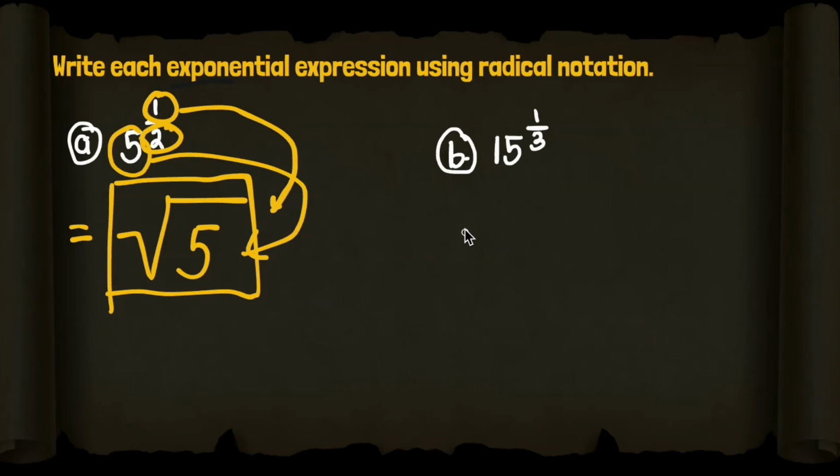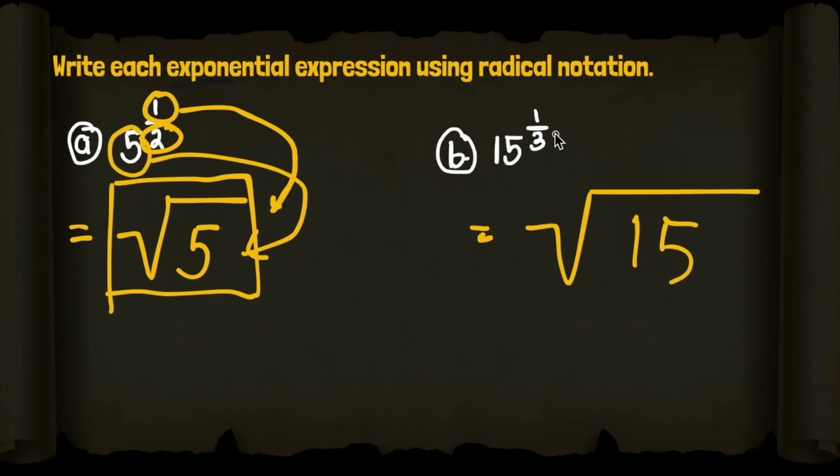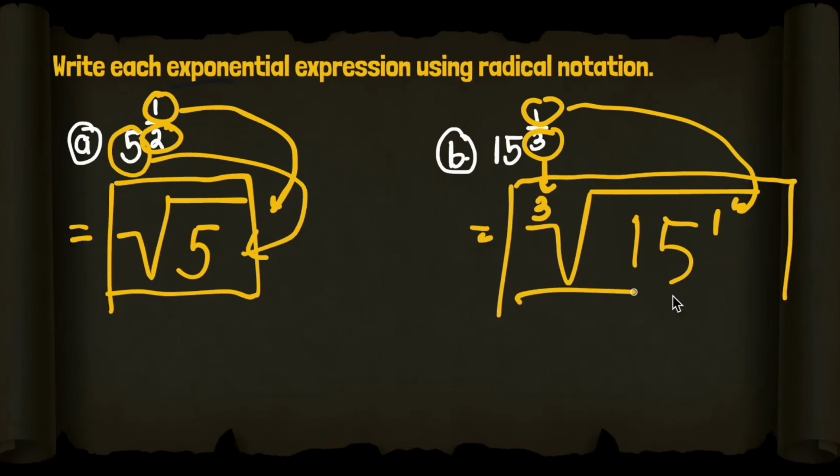Next, let's try another one. Again, we will draw a radical sign here, and we will write the 15 first. Ilalagay mo siya sa loob ng radical sign. Yung 3 dito, ilalagay natin dito sa index. This time, hindi ko na siya buburahin kasi more than 2 na siya. And then yung 1, ilalagay natin dito. So, how do you read this? Cube root of 15 raised to 1. Of course, dahil 1 naman to, kahit tanggalin mo na siya. Cube root of 15 is, I believe, the correct answer.